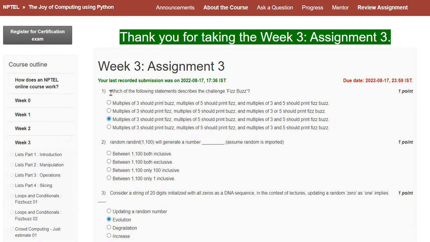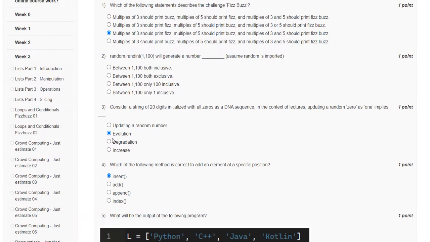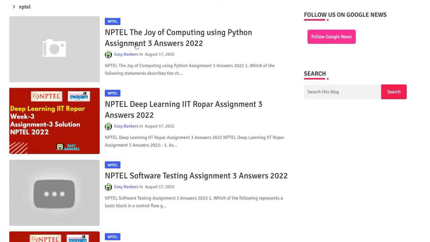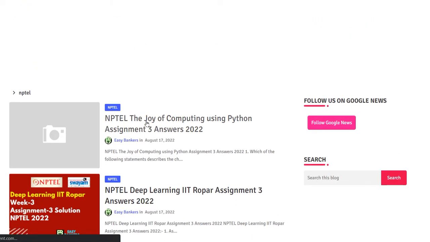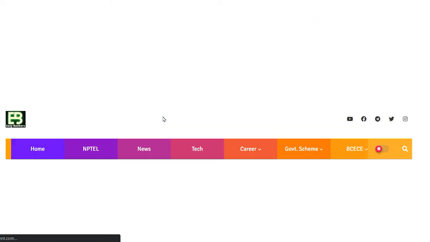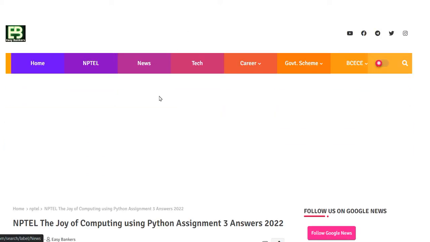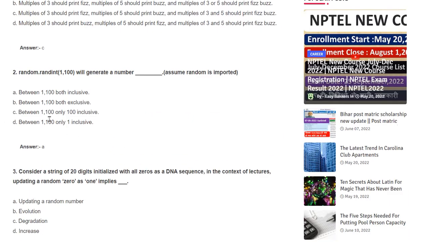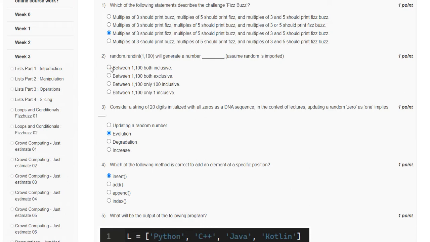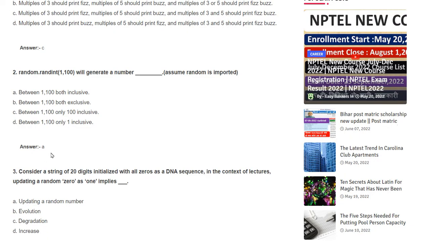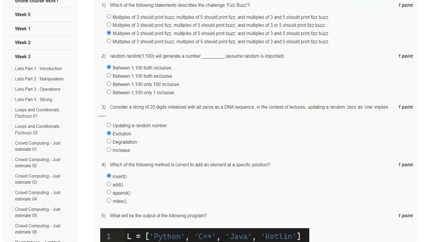So let's start. First one is C. Second one is A. Once more, here is my website, and I have also provided the answers here. This link is in the description, you can check it now. Third one is B.